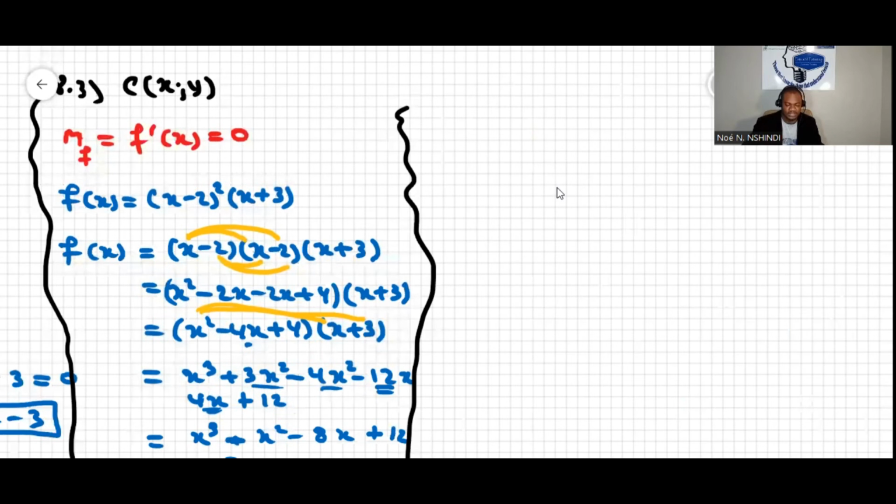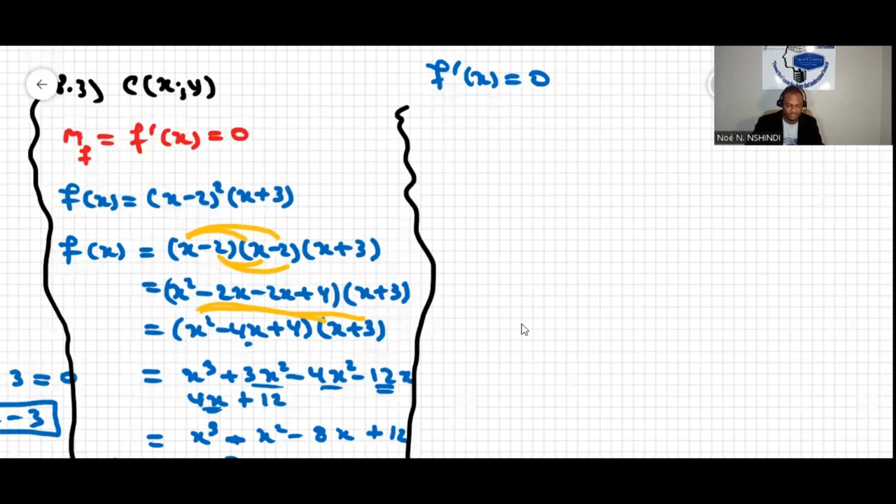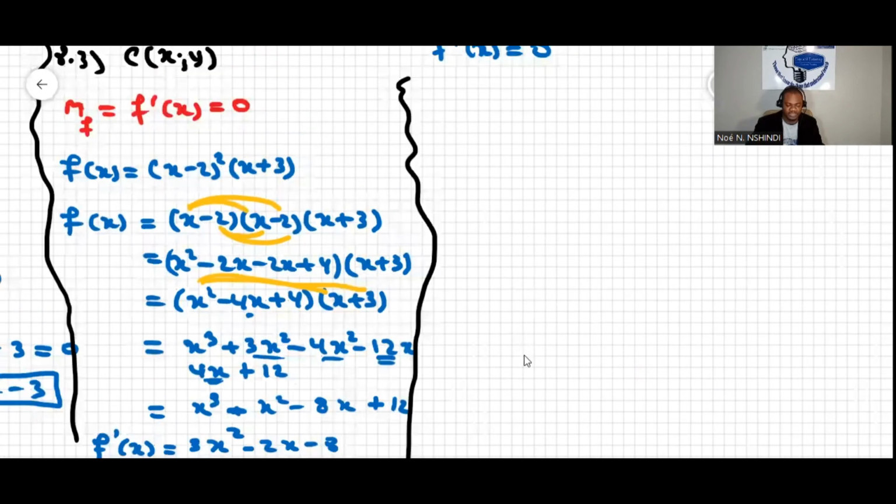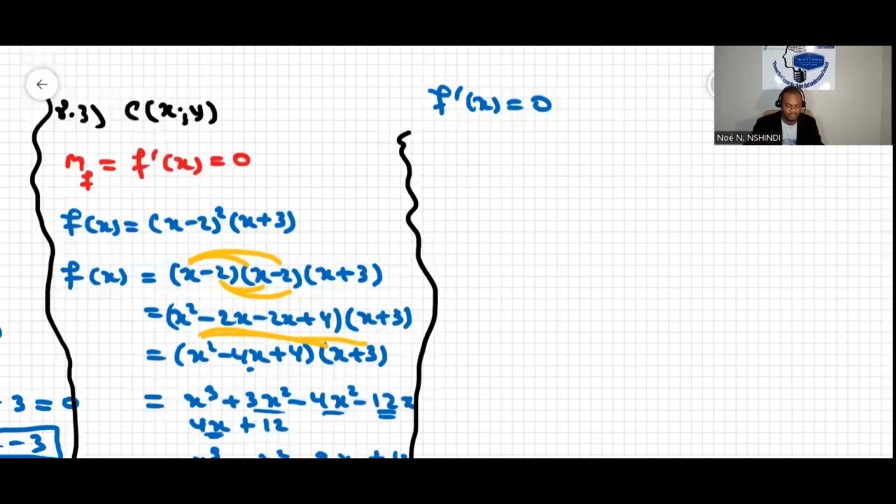We're going to set f prime of x equal to 0. So this was x cubed minus x squared, excuse me, x cubed minus 2x... equals 3x squared minus 2x minus 8. So 3x squared minus 2x minus 8 equals 0.